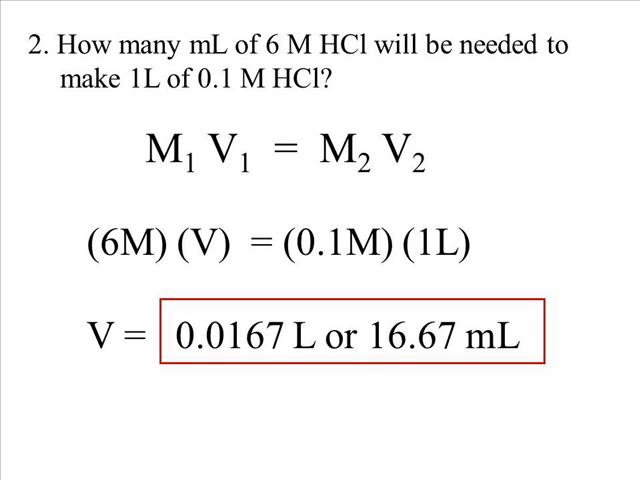So again, doing the algebra, we're going to have 0.0167 liters. Liters is what the answer would come out in, since that was our volume V2 unit. Or, of course, we'd probably convert that to milliliters to measure out. So we need to pour out 16.67 milliliters of 6 molar HCl, dilute it up to a liter or 1,000 milliliters, and we will have made a 0.1 molar solution.